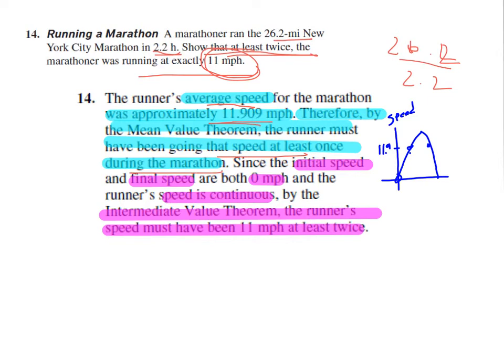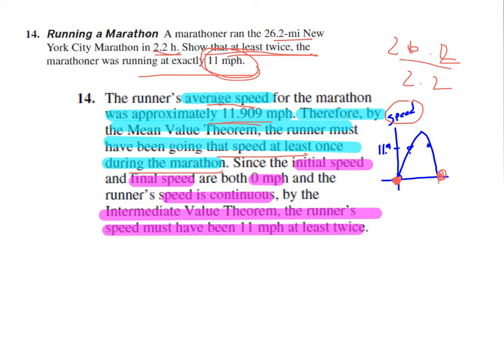When the gun goes off to start the marathon, the runner starts from rest. So if you look at the speed graph here, at the beginning the marathon runner would have been running at 0, and at the end of the race, they stop, so they'd be running at 0 too.